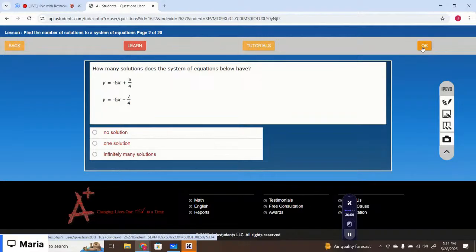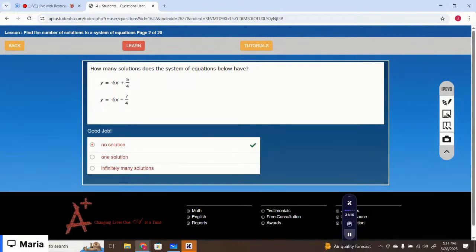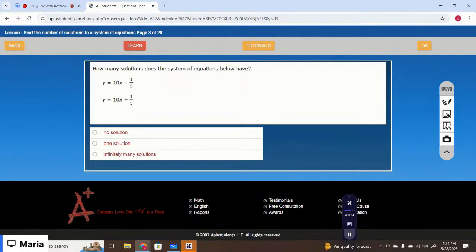They have the same slope and different y-intercepts, right? So that means they have no solution. If they have the same slope and different y-intercepts, that means this system of equations has no solution.